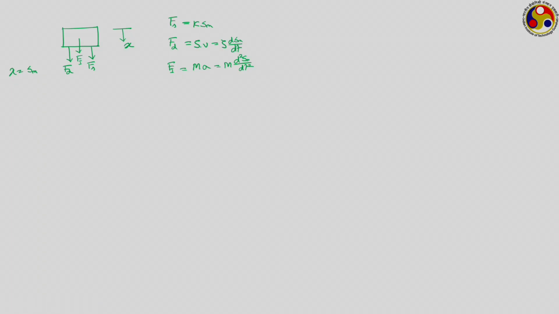So, if we put all of them together, what are we going to get? We have Fi, the inertia force, plus the damping force or viscous force, plus the spring force, equal to 0. That is, the inertia force m d2Sm/dt2, plus c dSm/dt, plus k Sm, is equal to 0. This is very much the equation of a second order system. But Sm is the displacement of this mass m.